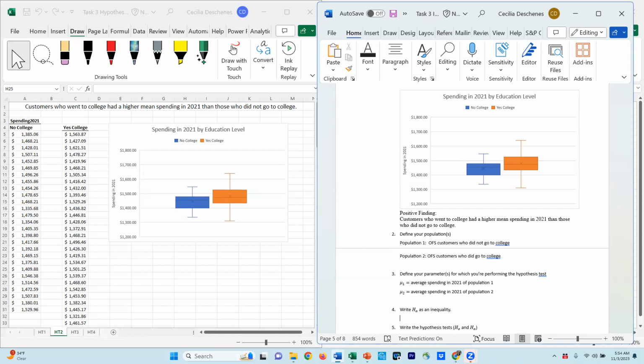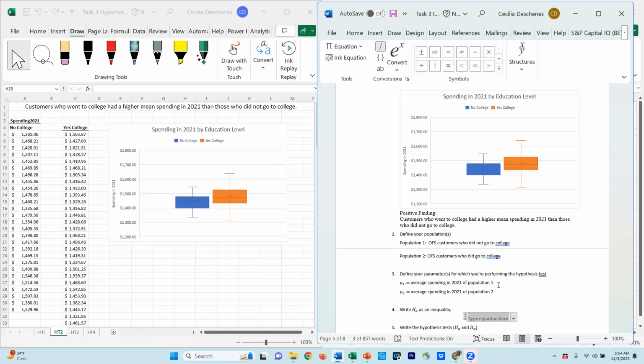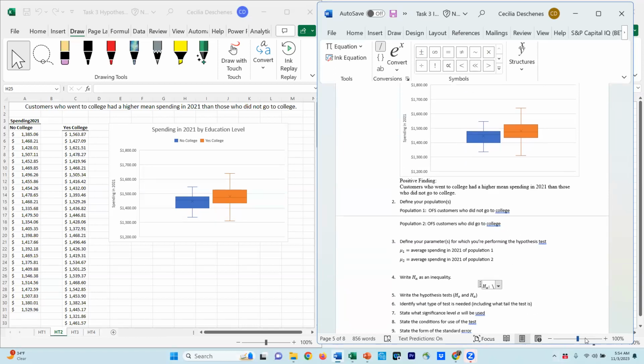All right, so this is where we have to be careful. Population 1 is those who did not go to college. So it looks like what we are saying for our alternative hypothesis is that mu1, and let me make this bigger, and I hope everybody can see this okay.